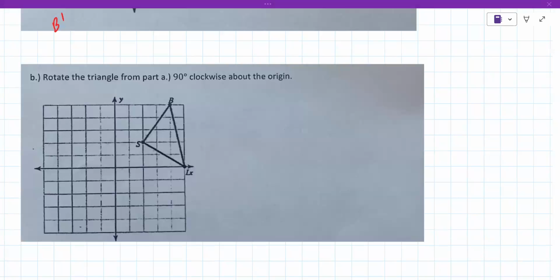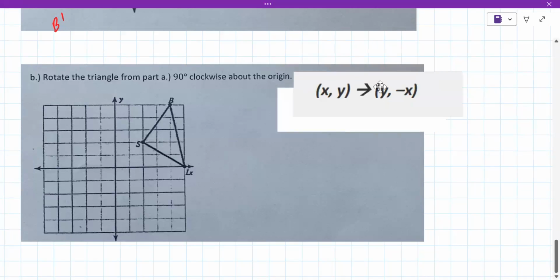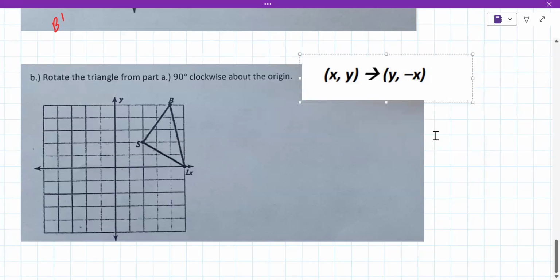So this is a 90-degree rotation clockwise about the origin. Okay, so this is the rule for that. Let me see if I can get it snipped in. This is the rule. So it's the same values, but you just have to arrange them. So I'd like you to create the table of values and then graph the new ones and see if you see the 90-degree clockwise rotation. Okay.